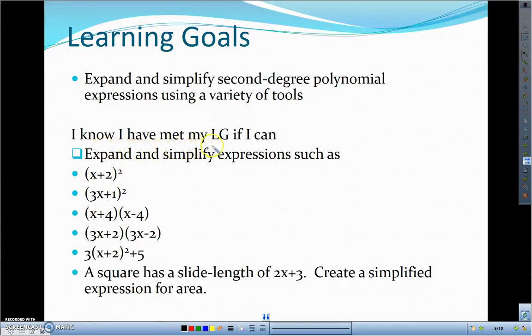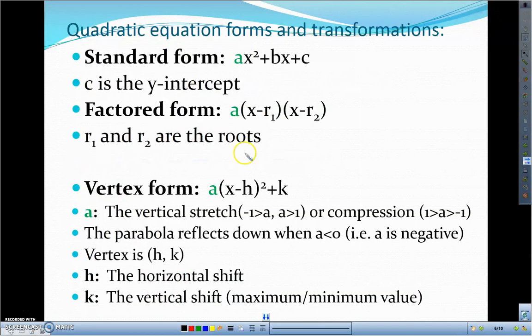So I know I have met my learning goals if I can expand and simplify expressions like these ones down here. You've also got this x plus 4 times x minus 4, this 3x plus 2 times 3x minus 2. And even in a further extension, this here is vertex form. And this last question, a square has a side length of 2x plus 3, create a simplified expression. So again, if you can do all these questions at the end of all this, it's a pretty good indication that you've learned what was intended for this lesson.